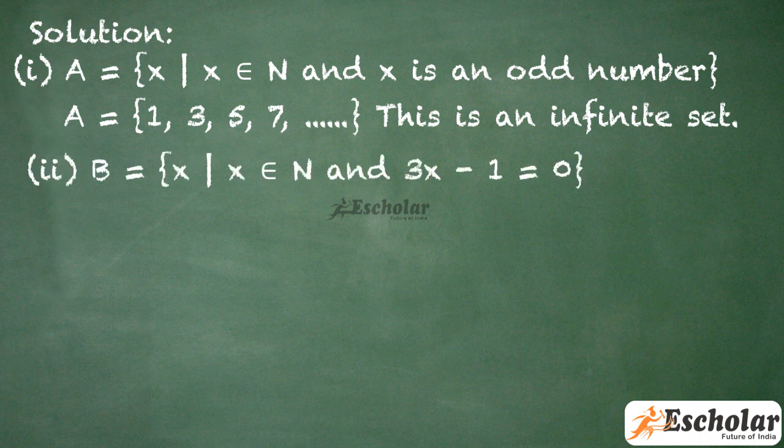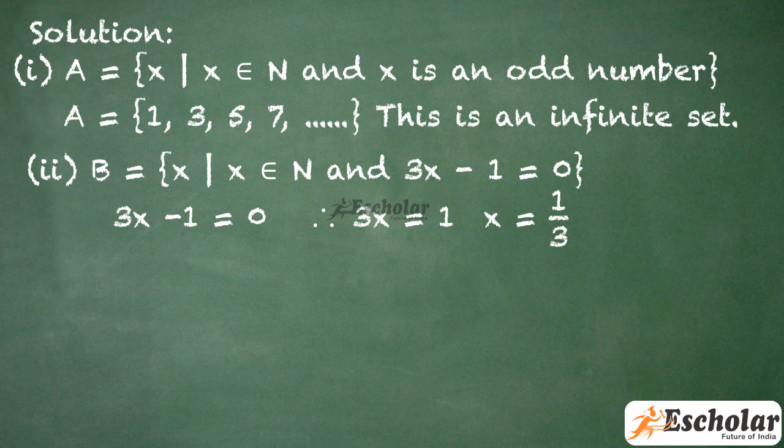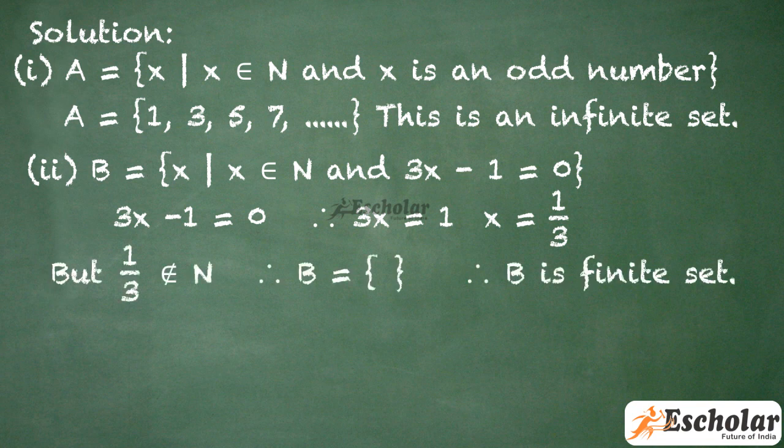Second, B is equal to {x such that x belongs to N and 3x minus 1 is equal to 0}. 3x minus 1 is equal to 0, therefore 3x is equal to 1. Therefore x is equal to 1 upon 3. But 1 upon 3 does not belong to N. Therefore B is equal to the null set. Therefore B is a finite set.